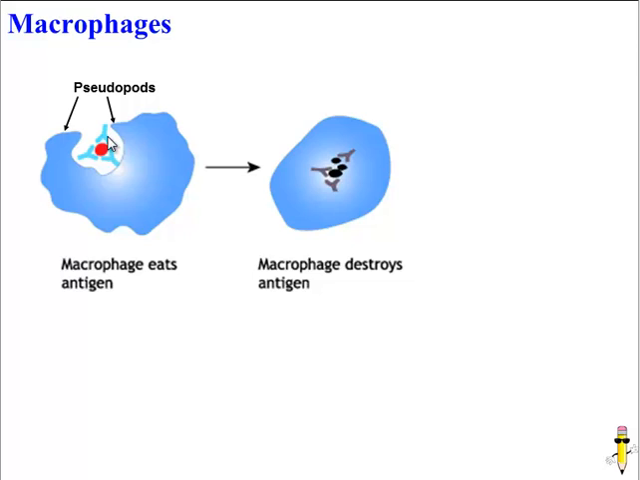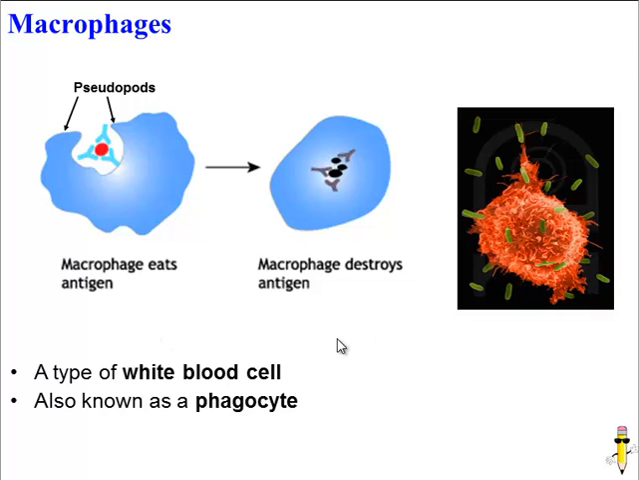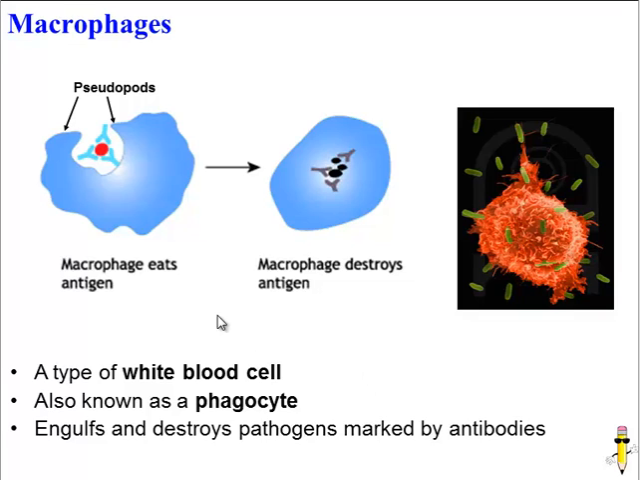Now, once the antibodies have bound to the antigen, a macrophage, another type of white blood cell, can come along and eat it through the process of phagocytosis. You might recognize these as pseudopods. And here's an actual image of a white blood cell phagocytosing some bacterial cells. So again, this is a type of white blood cell. You might also hear it called a phagocyte because it does phagocytosis. And its job is to surround and eat pathogens once they've been marked by the antibodies.